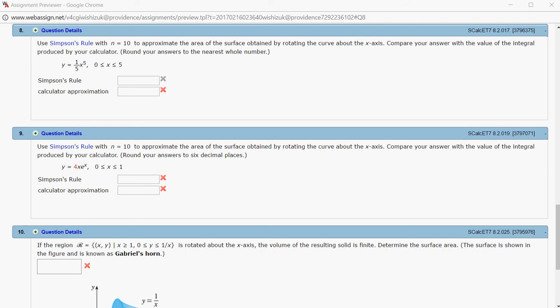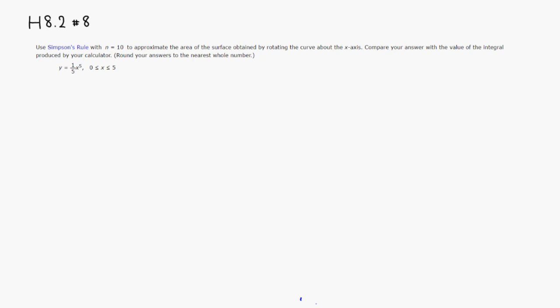Alright, let's look at homework 8.2, problem number 8. We want to use Simpson's rule to approximate the area of a surface of revolution. So let's do that. First, let's set up the integral.